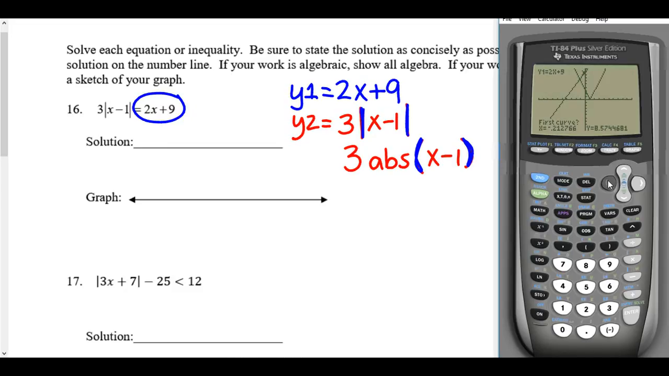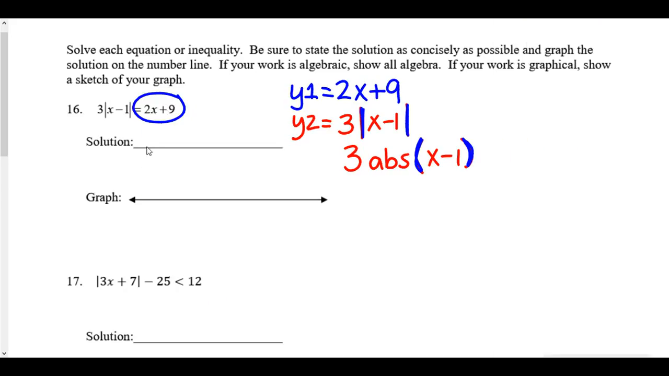I move my blinker close to where they cross. I hit enter for the first curve, enter for the second curve, and enter for the guess. It gives me an answer of x equals negative 1.2. So I'm going to write that one down. Okay, I put this one in curly brackets because I can tell on my number line that would just be a solid dot.